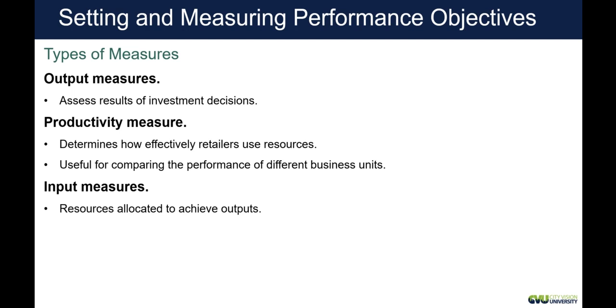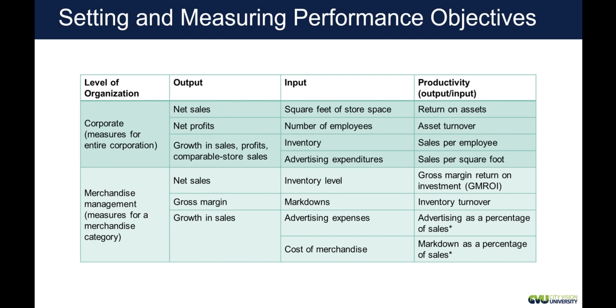And then input: how many resources are allocated. We can use input numbers as well. So, hey, we gave you this, based on then outputs. So there are a lot of different ways to measure your performance. At the level of the organization, here are some thoughts. The output would be net sales. That's an output measure. The input would be the square feet of store space or selling space. The productivity would be return on assets. So this is how we would look at these.